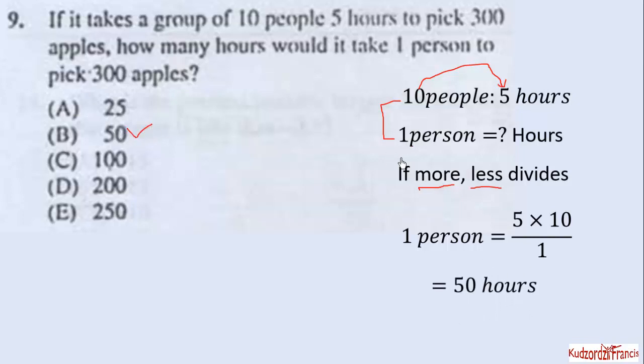Now, assuming you do the comparison and you ask the question, will it be more or less? And the answer is less. Then you divide by the more. So it depends on the statement that is given to you. So the correct choice now is 50 hours.